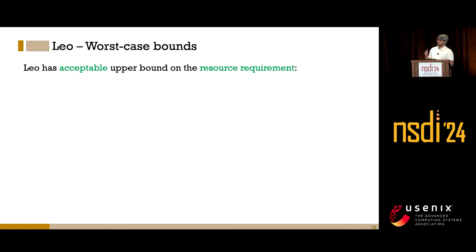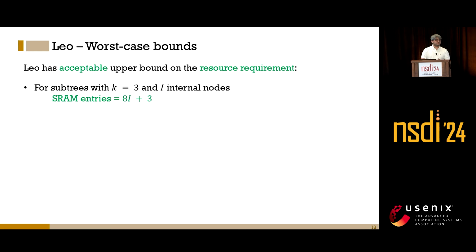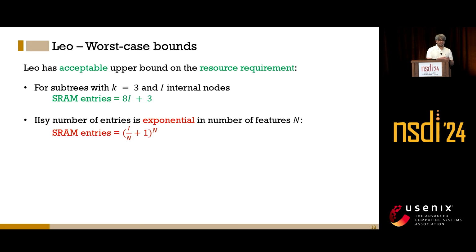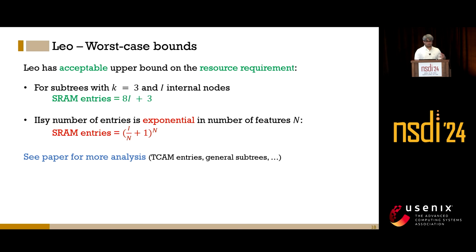So in order to support a class of subtrees, the resource requirement for Leo has to be within a respectable upper bound. So we find that for subtrees of size 3, the number of SRAM entries required is a polynomial with the number of internal nodes, whereas with Easy, it was an exponential with the number of features. We include more analysis in the paper, including expressions for the number of rules required with TCAMs, and also for more general subtree sizes equal to k.